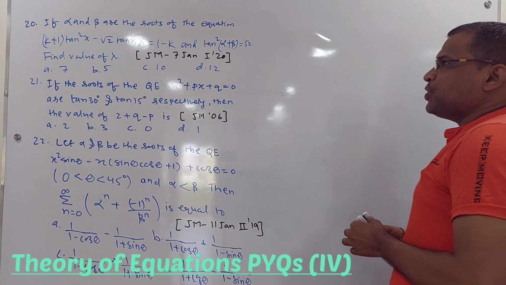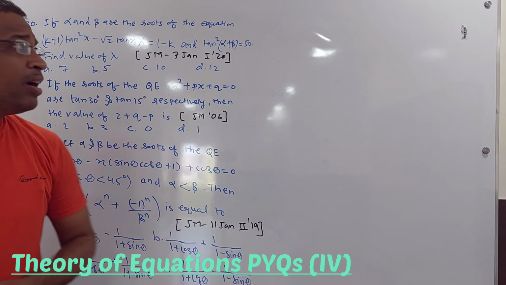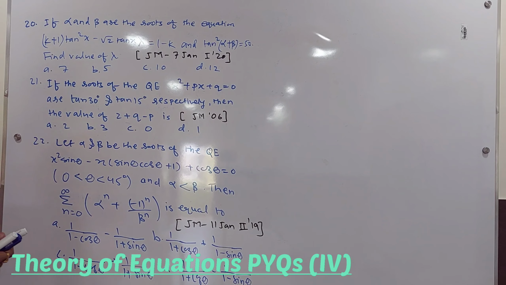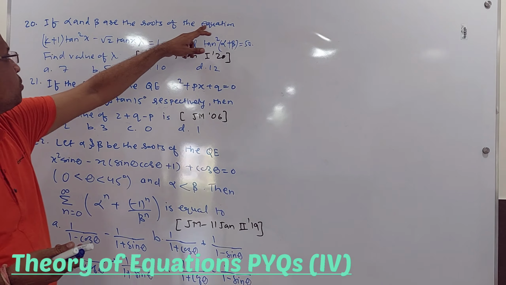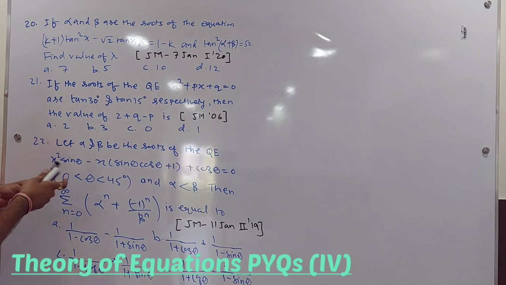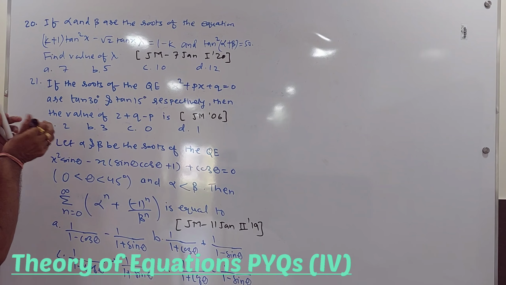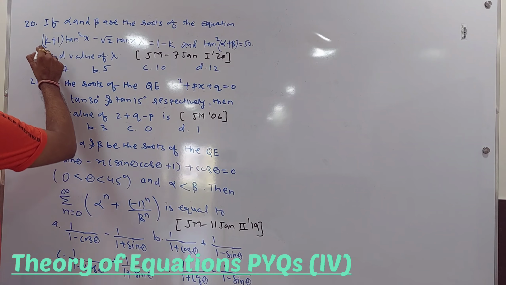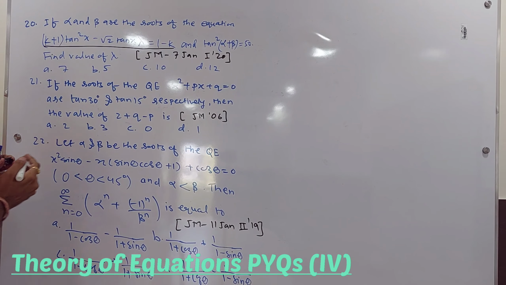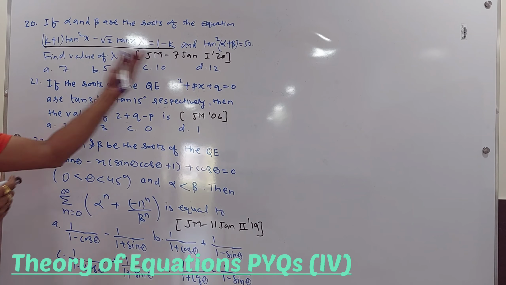Okay. So the next question is question number 20, 7th Jan, first shift 2020. Easy question. Little tricky but easy. Alpha and beta are the roots of the equation. My equation is not in x but in tan x, so the roots will be accordingly converted.